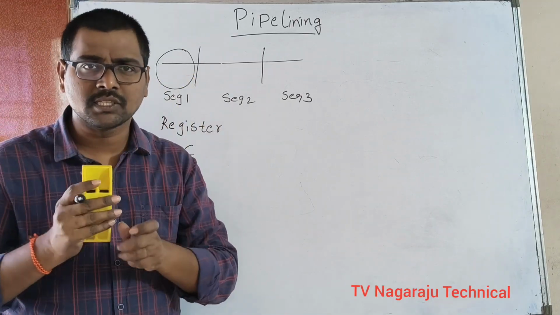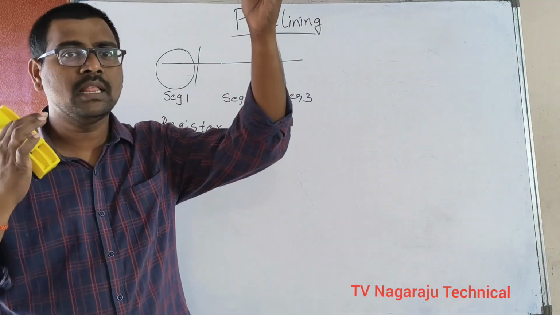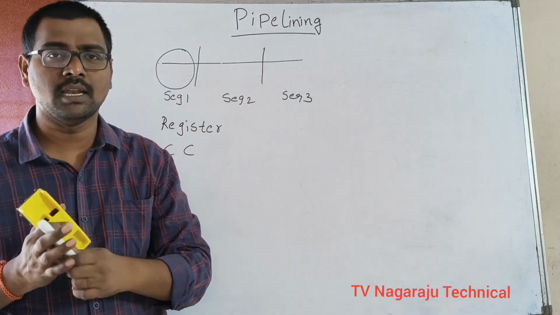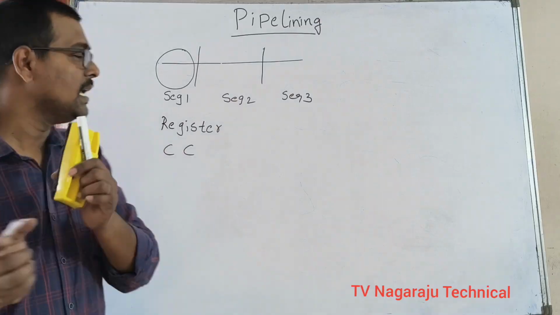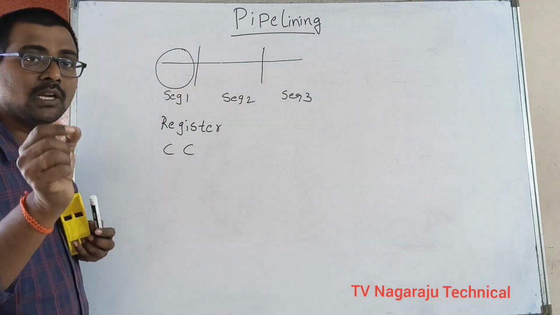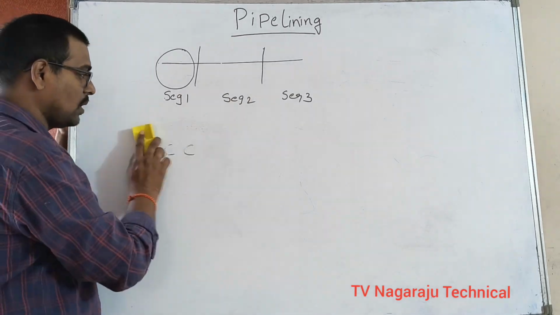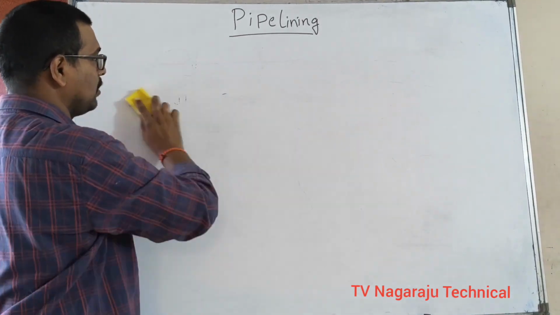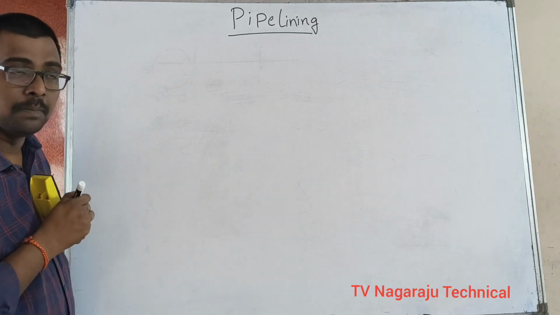In a simple example, you have a large task. Instead of doing the large task sequentially, my task is divided into multiple subparts. Each segment performs that partial operation. So for understanding this, we will consider one example of how a pipeline is implemented.